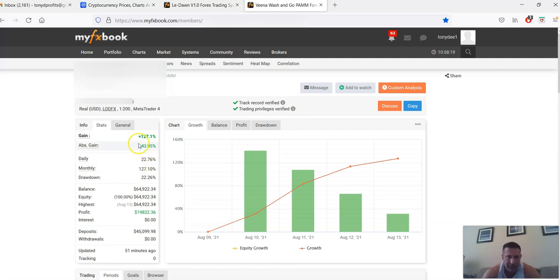Okay, guys, this is in 4 days. See, it didn't even trade all 5 days. It didn't trade on the 9th. So 10, 11, 12, 13. So Tuesday, Wednesday, Thursday, Friday. 4 days. That's it, guys. Okay, I want to stress that. Not even a full week. 127.1%.